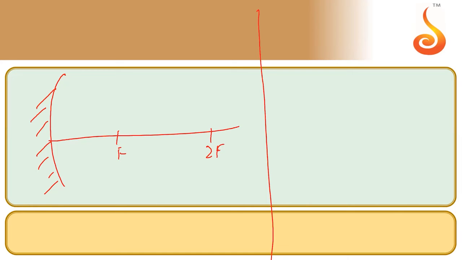This is my concave mirror. This is the principal axis. F here, 2F here. And now I can keep the object. Where to keep it? I have not yet decided that. So first let us decide that.